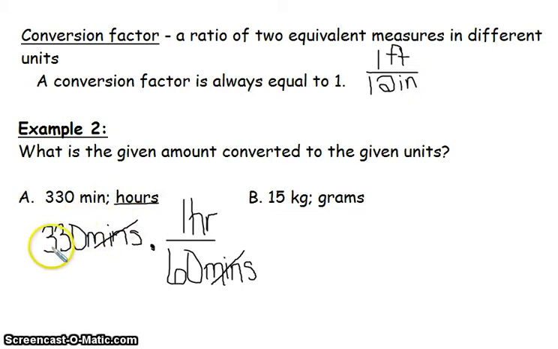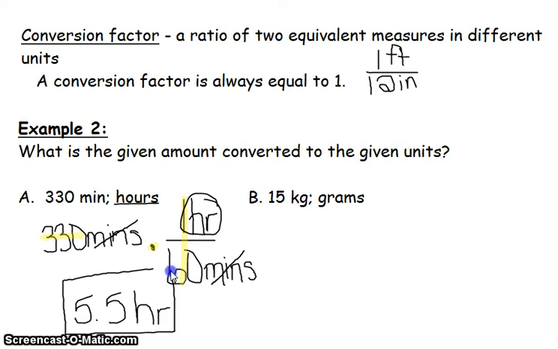So the way this looks is you've got 330. Maybe I can highlight this to kind of pull this out a little bit. You've got 330 now times 1 over 60. So 330 times 1 over 60, and when you actually multiply those, you get 5.5, and the unit of measure that we have left over is hours. So 330 minutes will convert to 5.5 hours.